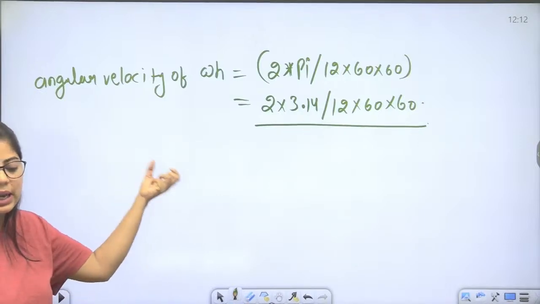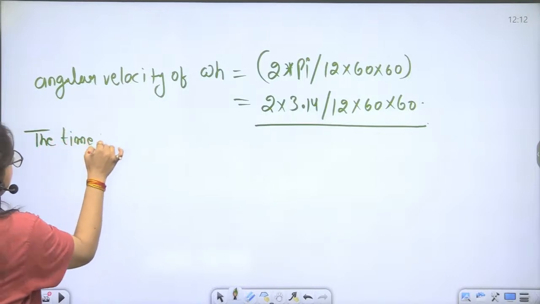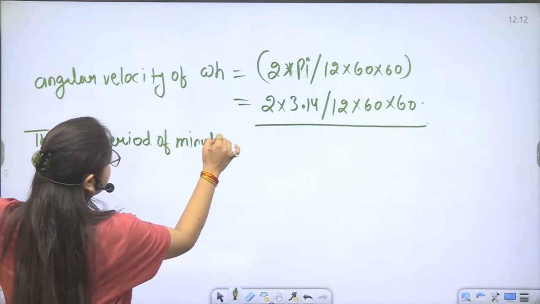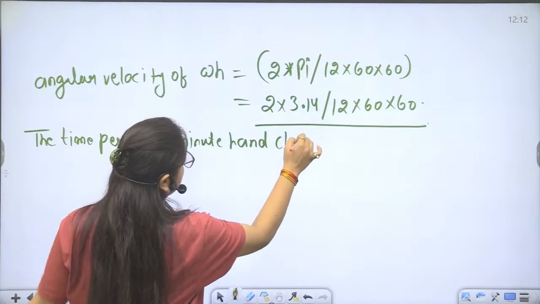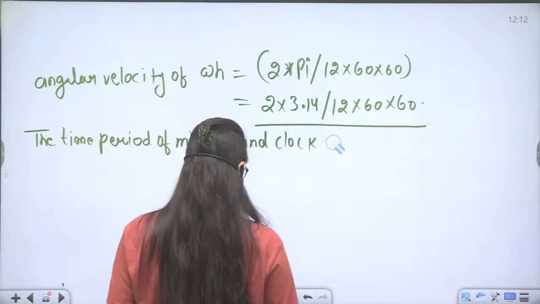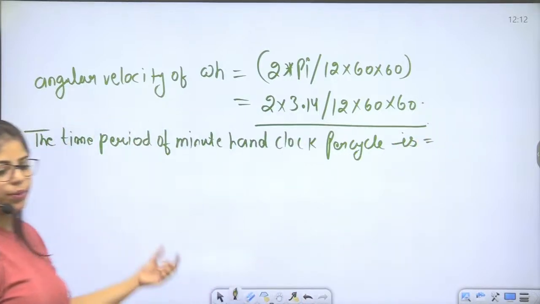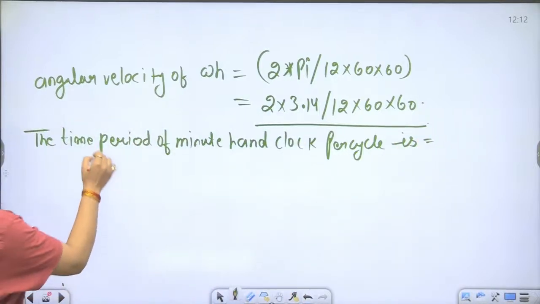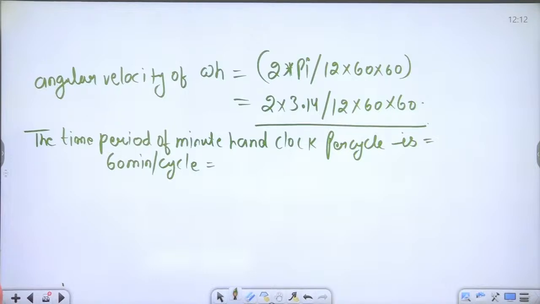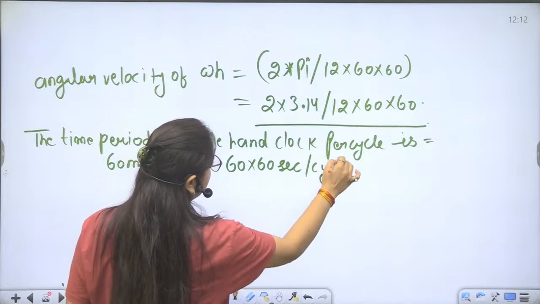we have to calculate the time period of the minute hand of the clock. The time period of the minute hand per cycle is 60 minutes per cycle, which is 60 minutes into 60 seconds per cycle.